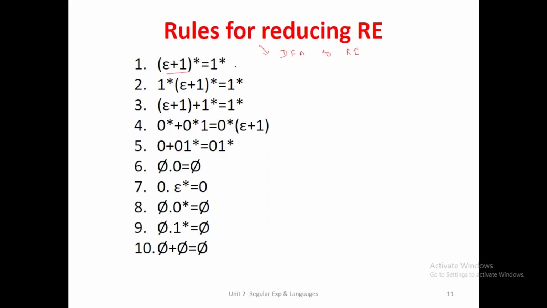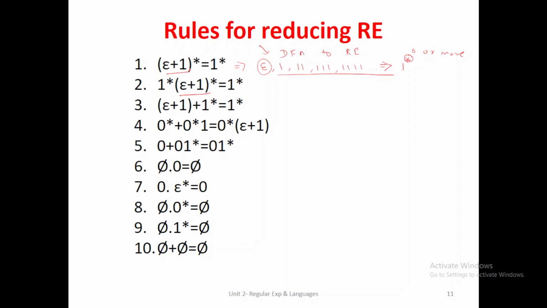If you expand the LHS part, it will be written as either the string may be epsilon, or 1, or 11, or 111, or 1111 like that. So what is the generalized form? Except epsilon, all strings contain n number of ones in it. It also contains epsilon, so the generalized form is nothing but 1 star. What is star? Star means the string should occur 0 or more times. So instead of writing epsilon plus 1 plus whole star, you can write it as 1 star. Here it is the same thing.